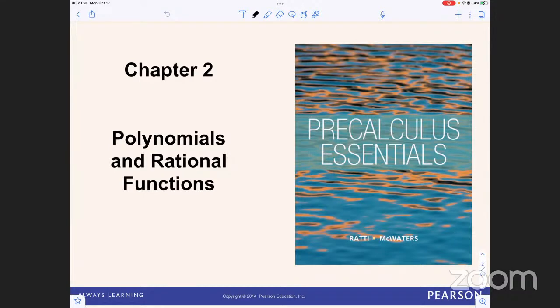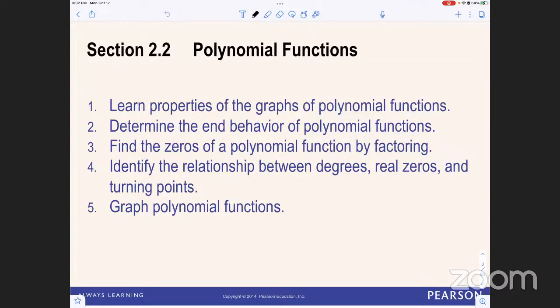So we're continuing chapter 2 with polynomial and rational functions. We're working on section 2.2, polynomial functions. Some objectives we have: we want to learn the properties of graphs of polynomial functions, determine the end behavior of polynomial functions, find the zeros of a polynomial function by factoring, identify the relationship between degrees, real zeros, and turning points, and graph polynomial functions.